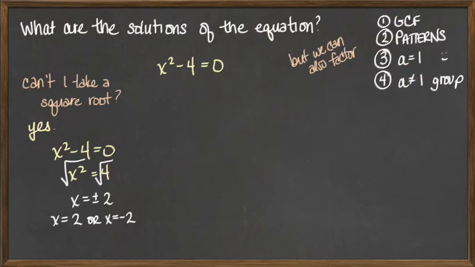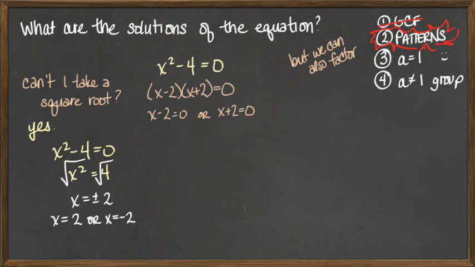If we go back to our strategy, is there a greatest common factor? No. Is this one of my patterns? Absolutely. I see x squared, that's a perfect square. I see 4, that's a perfect square. They're being subtracted. This is difference of squares. So this factors to be the product of a sum and a difference. I get x minus 2 times x plus 2 is equal to 0.